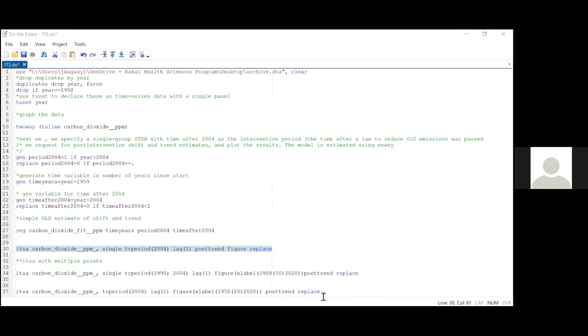So one would also say, how about multiple points? What if we just said that the trends might be different at different time points? Well, then we can run the same. Are you seeing the do file? I don't know what I'm sharing. Yes. So we can run it, but this time specify that in 1990, we expect the trends could be different in 1990. And they may even be different from 2004. So you can actually go and try to look at that and produce a new trend and look at it.